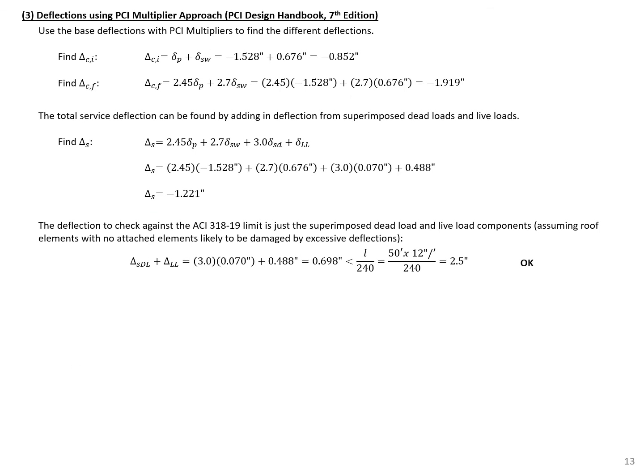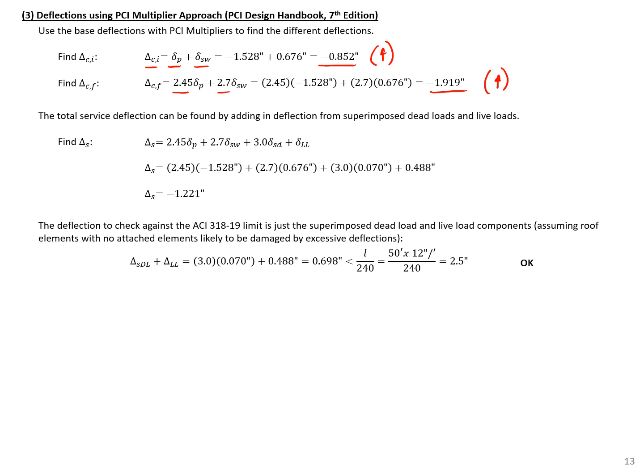If we want to find the initial camber, all we do is add together the deflection from the pre-stressing to the deflection from our self-weight. So we can see an initial camber of negative 0.852. This will be negative, so we have an upward deflection. For our final camber, we add in our PCI multipliers, so 2.45 and 2.7: 2.45 times our pre-stressing deflection and 2.7 times our self-weight deflection. And again, we can see an upward deflection here of negative 1.919 inches. So negative tells us it's upward.